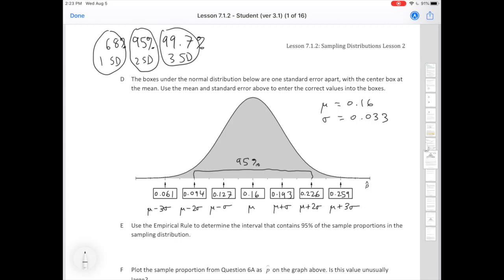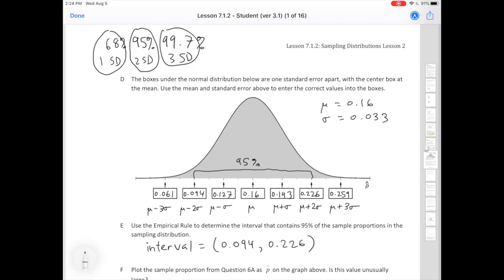So what are we going from then? The interval goes from 0.094 until 0.226.